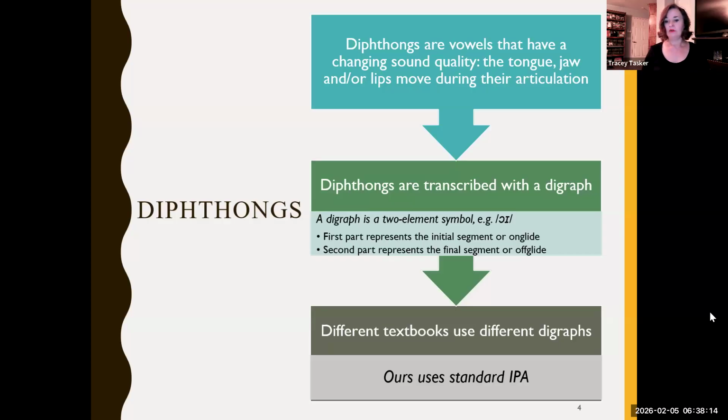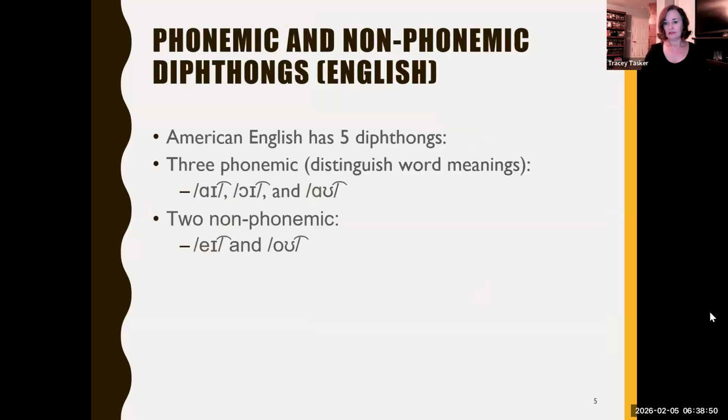Okay. So different textbooks use different ways to transcribe this. And I will tell you, and we're going to talk about this in class, different articulation tests use different ways to transcribe these. So sometimes you'll see just the single symbol for the non-phonemic diphthongs, okay? Our textbook uses what's considered standard IPA. So let's talk about this now.